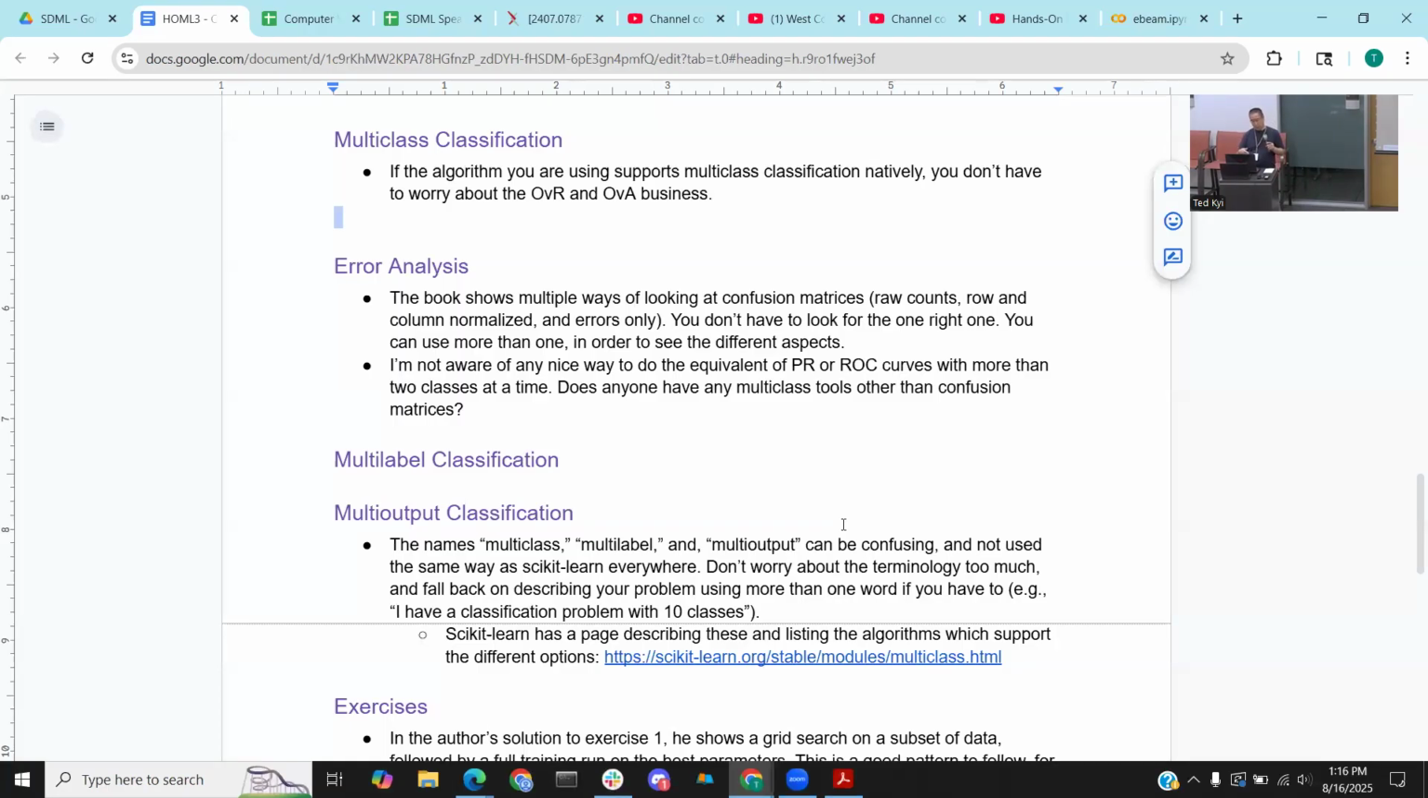I wanted to just check the whole group here. I'm not aware of any way to do the equivalent of a PR curve or a ROC curve other than with two things. So if you have the 10 classes, you can just take two of them and you can plot a PR curve amongst just those two. And you can do this for different pairs of things, but I'm not aware of a nice way to just do it. So does anybody know of any charts, any pretty ways to visualize multiple classes?